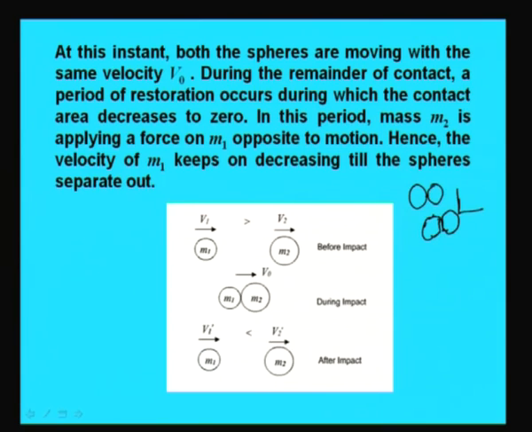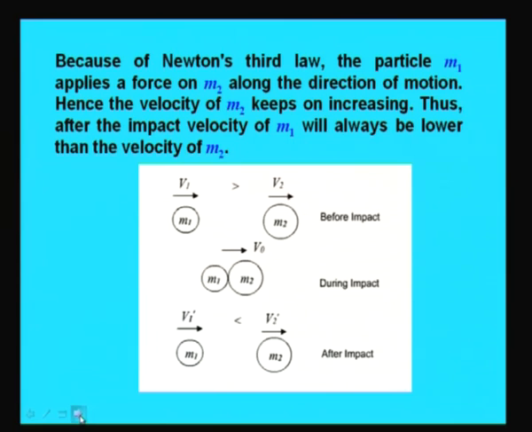Once the force has become 0, they separate out, because there is no force acting, and the other body has picked up velocity. So it will separate out, because the velocities are different. Because of Newton's law, the particle m1 applies a force on m2 along the direction of motion. Hence, the velocity of m2 keeps on increasing. Thus, after the impact, the velocity of m1 will always be lower than the velocity of m2. That point has to be noted.